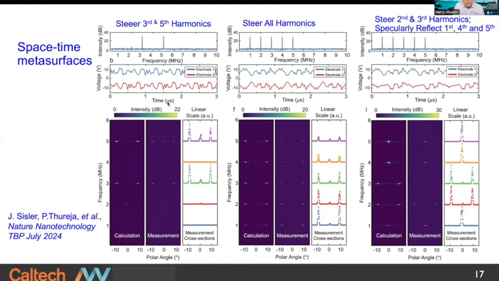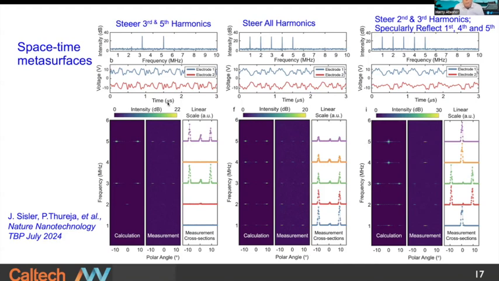Using this general principle, we can go further. So for example, suppose we had 5 harmonics that could be generated. We could create a situation where we steer the 3rd and the 5th harmonic, as shown on the left, and we steer them at the +1 and -1 diffracted orders. You can see that in the calculation and the measurement. Or we could conversely produce a waveform that allows us to steer all 5 harmonics. Or you could, for example, show that we could steer the 2nd and 3rd harmonics and specularly reflect the 1st, 4th, and 5th. So this is sort of a proof of concept of this general principle of harmonic beam steering.